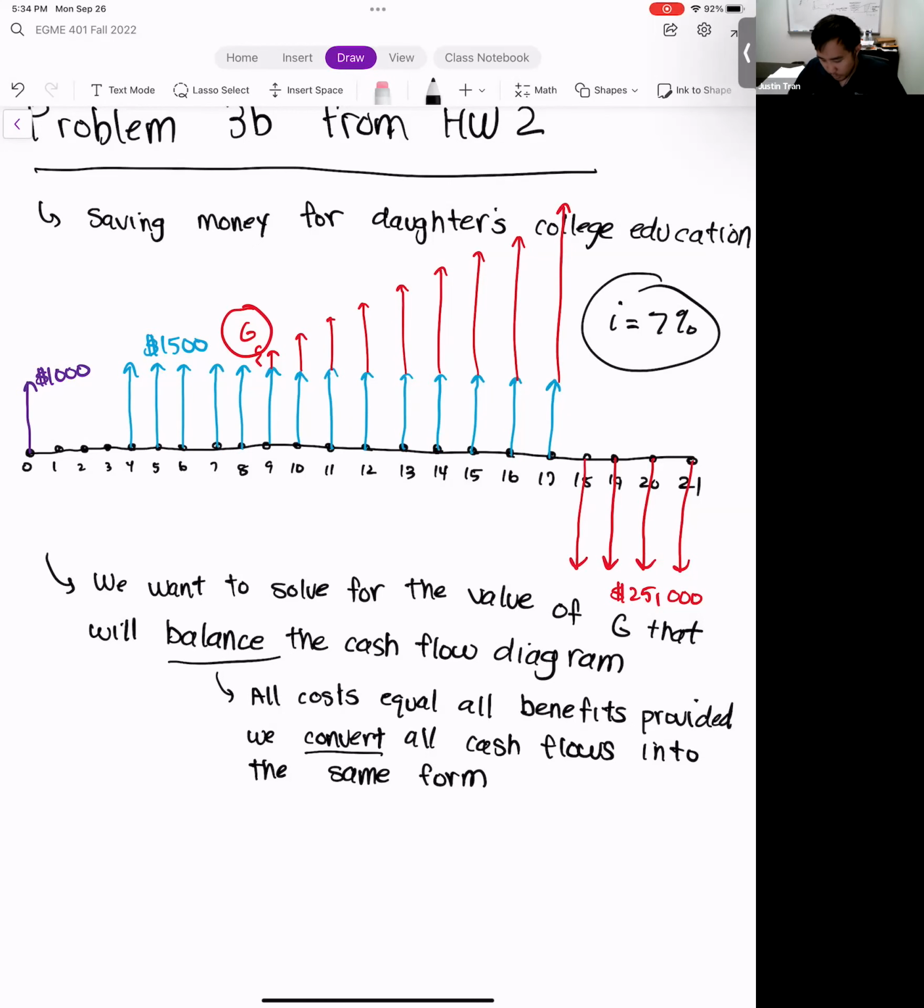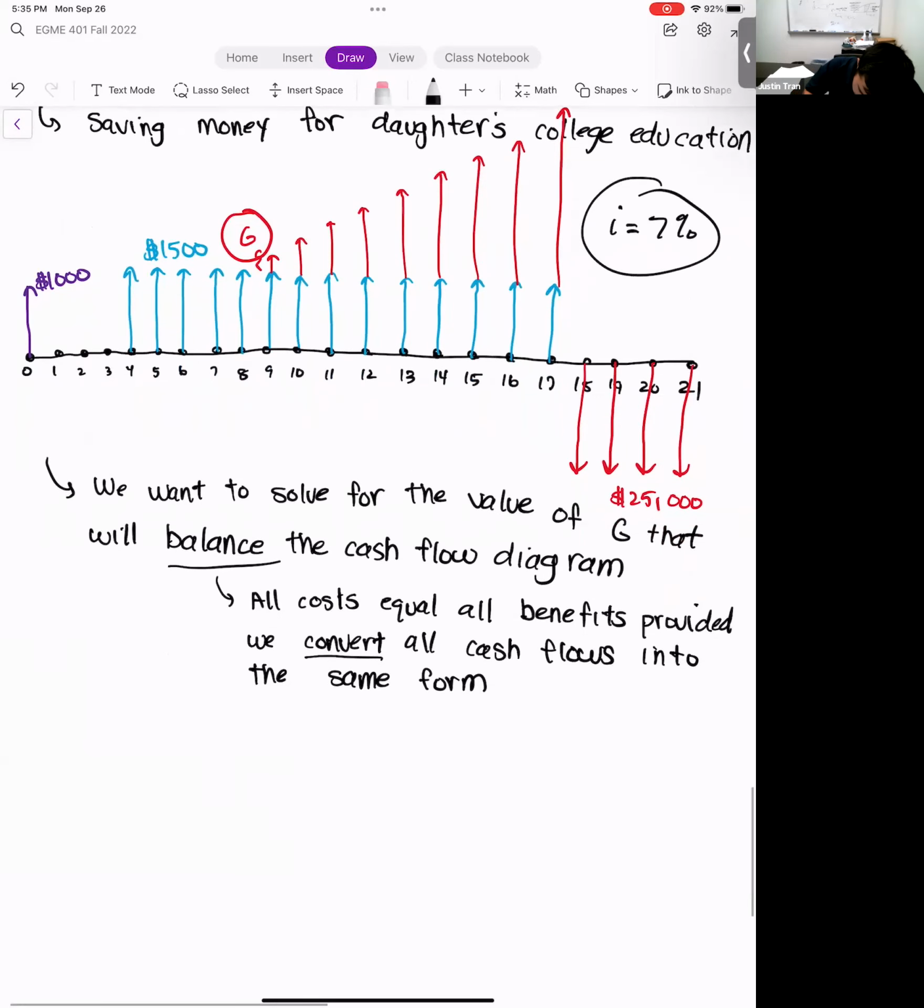And so what we're going to do is take all of the costs and convert them into a standard cash flow form. We're going to do the same thing with the benefits, set them equal to each other, and then we'll have our equation to solve for G. You have a choice here of what form of cash flow you want to convert to. Usually, I like to convert to a present sum because that's the simplest to do.